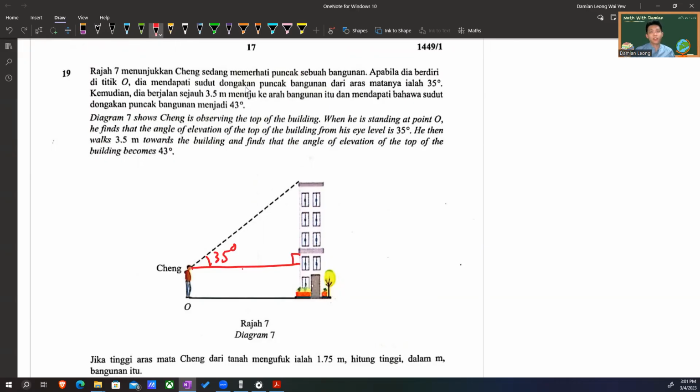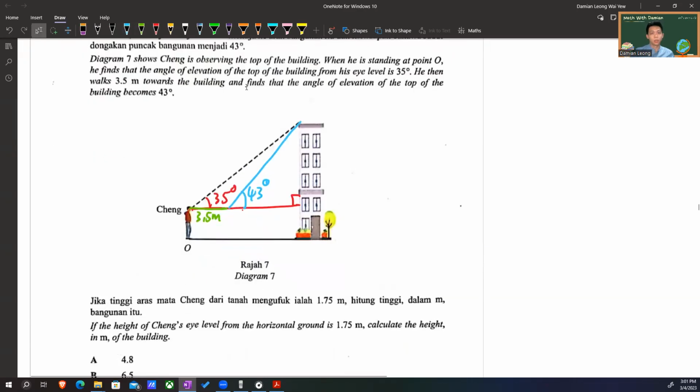He then walks 3.5 meters towards the building and finds that the angle of elevation of the top of the building becomes 43 degrees. So he walks forward by this 3.5 meters, then it becomes 43 degrees, like this. If the height of Cheng's eye level from the ground is 1.75 meters, calculate the height of the building.